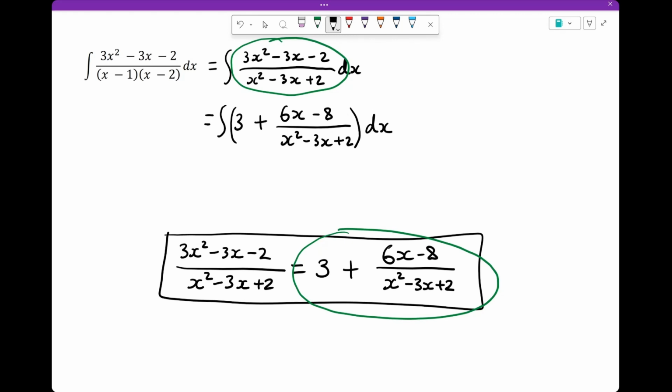Now what we have to consider is how we're going to integrate both of the two terms that we have here, because we've got the 3 and then we've also got this fraction here. Now the 3 is just a constant, so that's just going to integrate to 3x. What we need to focus on is this fraction here. So let's go through our methods for integrating fractions.